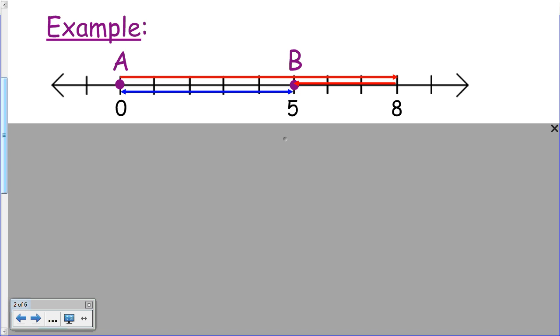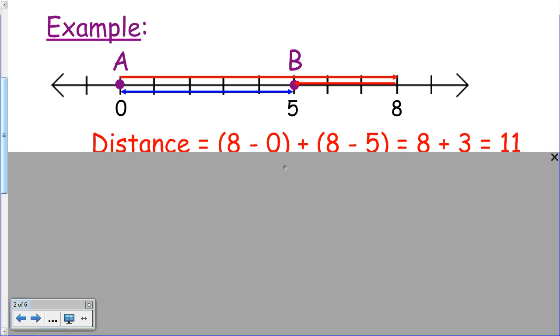So in other words, we're going to start at A, and we're going to head to the right. We're going to go past B all the way out to 8, and then stop, turn around, and come back to 5, which is where B is at, and stop. So that's the actual path. Now that path that you took, the length of that path tells you the distance you've traveled.